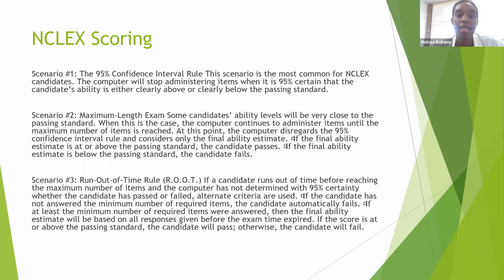And then the 95% confidence interval rule kind of eliminates, and we go to the final ability estimate. So whatever the national standard is for passing the NCLEX, if the student has met that standard, then they've passed. If they don't meet that standard, then they will be unsuccessful on the exam. And this is once they reach the maximum length.